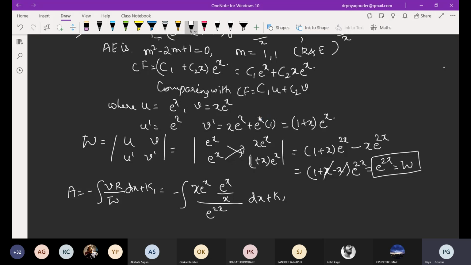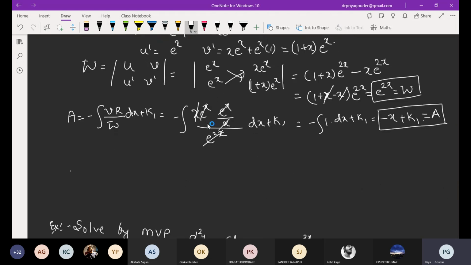Tell me the simplification. What can we do? x can be cancelled. e raised to x, e raised to x is e raised to 2x will be cancelled, right? What is remaining? What is the integration of 1 with respect to x? It is x. So minus x plus k1. This is the value of A. Better keep it in a box. A and B values should be kept in box.